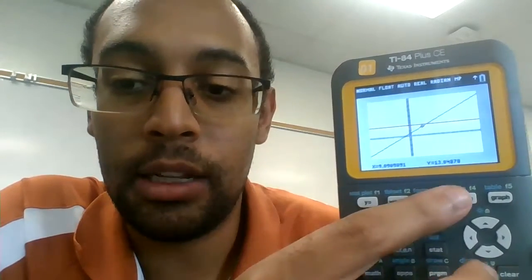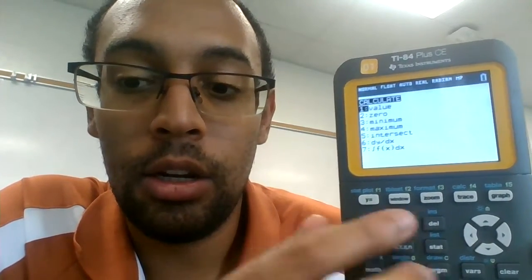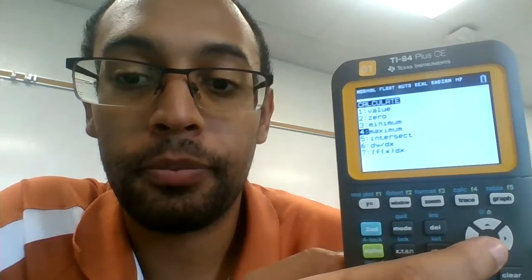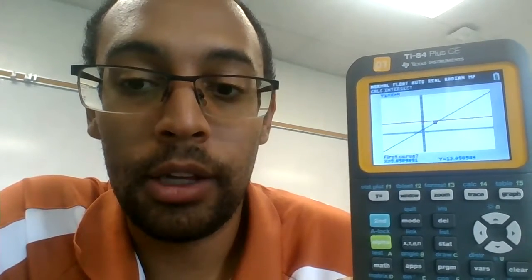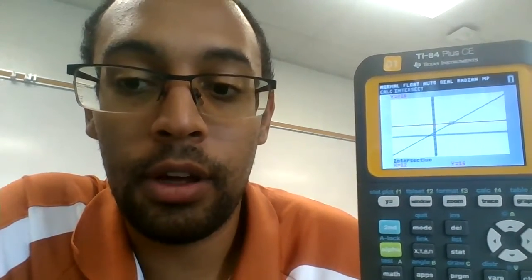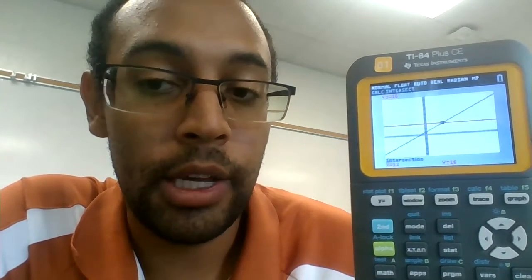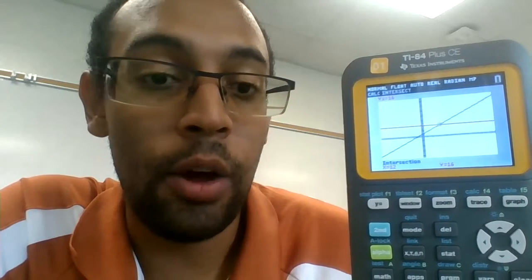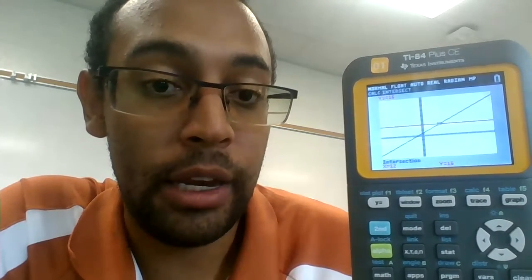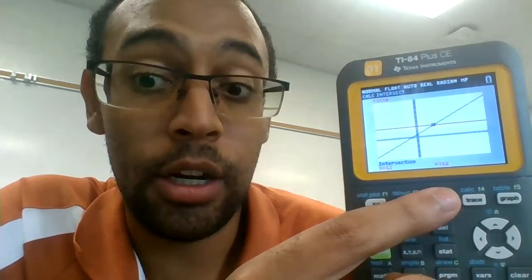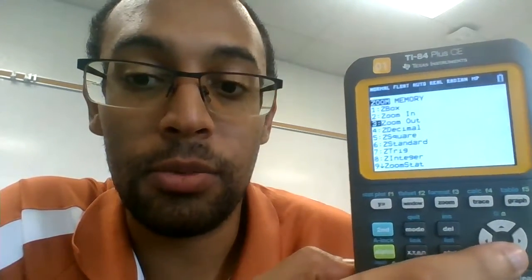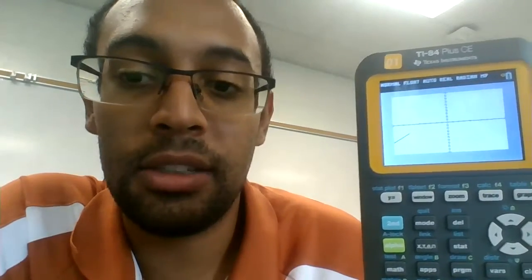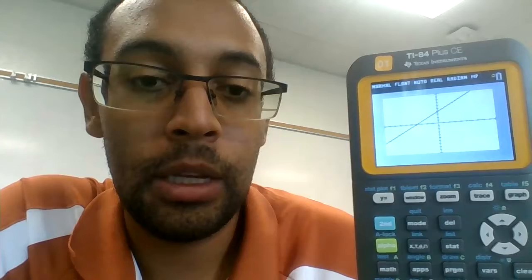And then you would do second, trace, you do number 5. You do your first curve, your second curve. There is your intersection. When x is 12, y is 16. You're not always going to get the automatic fit. You may have to zoom out, and to go back to standard, you do zoom 6. Zoom 6 takes you back to the standard graphing window.